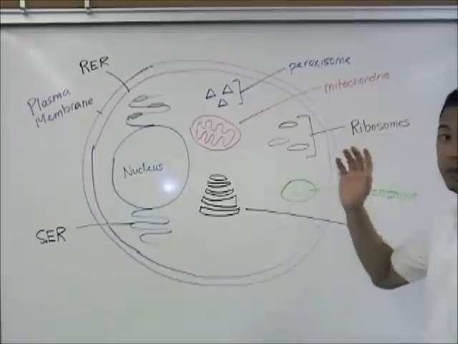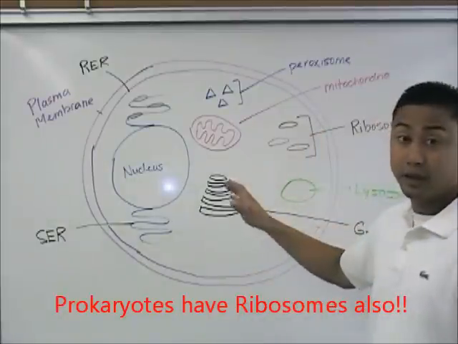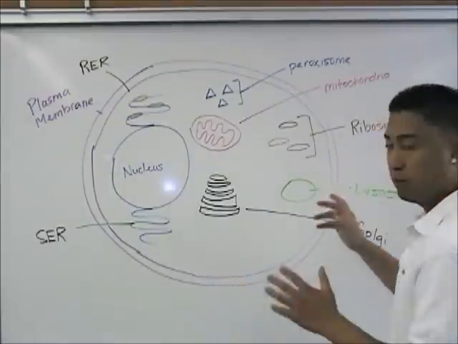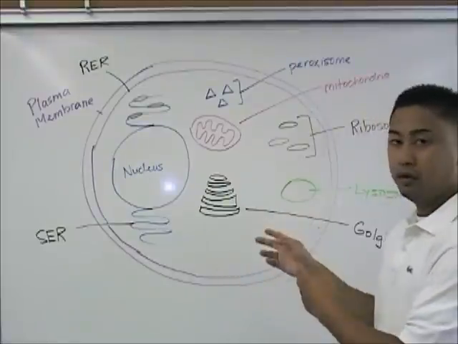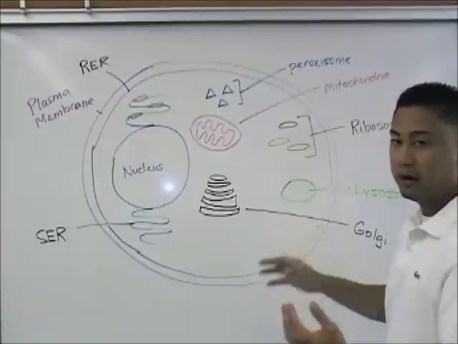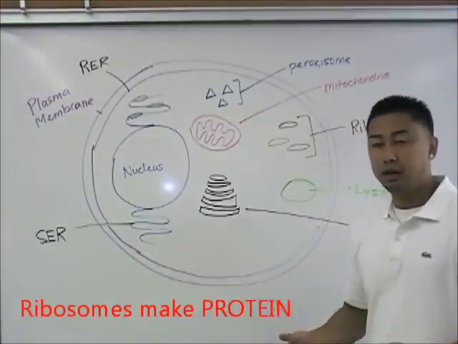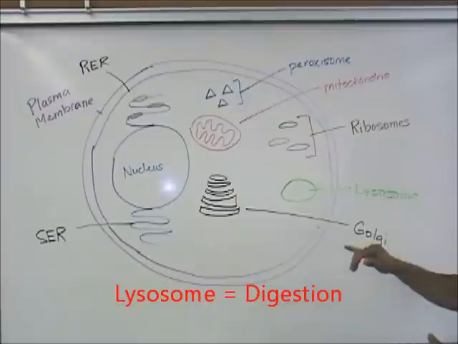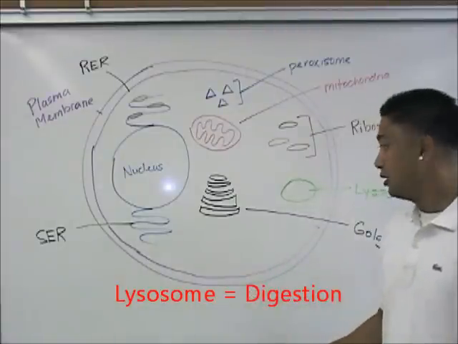Ribosomes. Keep in mind, prokaryotes have ribosomes as well, except eukaryotic cells, such as human cells and animal cells, are more complex. So basically, both prokaryotic and eukaryotic cells have ribosomes. Obviously, ours are more complex. They function in generating proteins. Lysosome, we talked about this before. Lysosomes are important for digestion, okay?